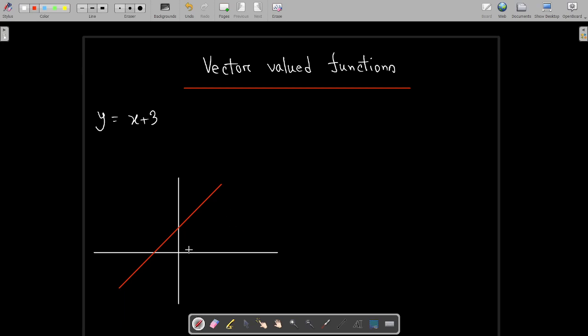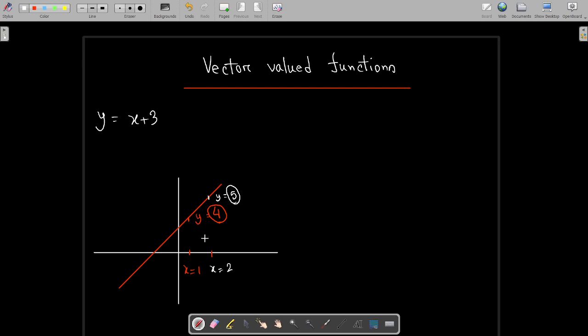Now for a particular value of x, let's say x equal to 1, you will get a particular value of y. So y becomes 1 plus 3, 4. So for x equal to 1, you are getting y equal to 4, which is our functional value. So our functional value is 4, which is a scalar. Mark my word, which is a scalar. Now for a particular value of x equal to, let's say, 2, you are getting a functional value of y equal to 5. So this is also a scalar quantity, right?